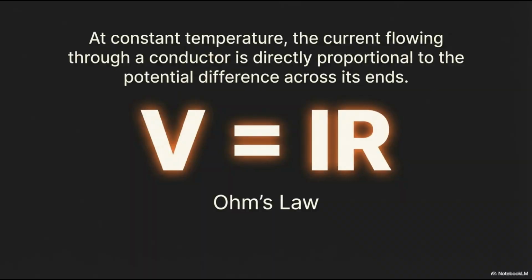Ohm's law. Ohm's law says that current depends on voltage and resistance. The formula is very simple. V equals I into R. This is the most important formula of this chapter. If you understand this, electricity becomes very easy.